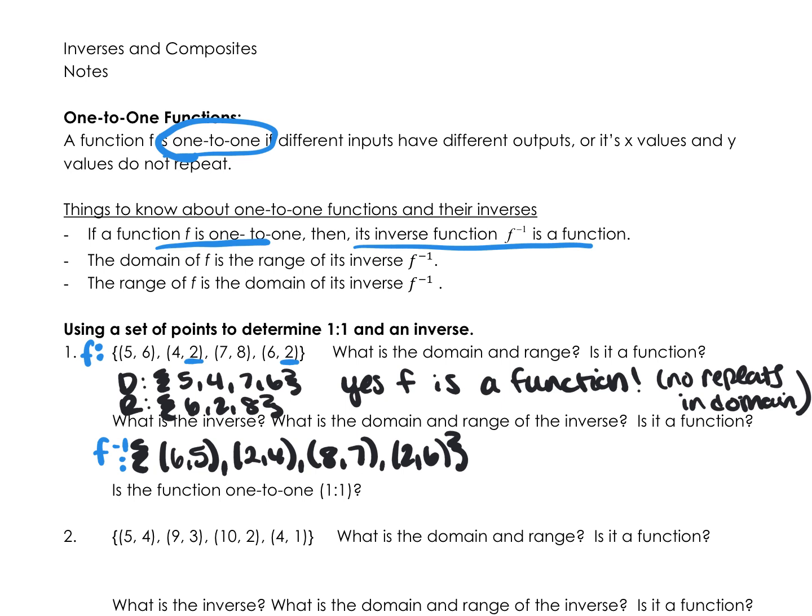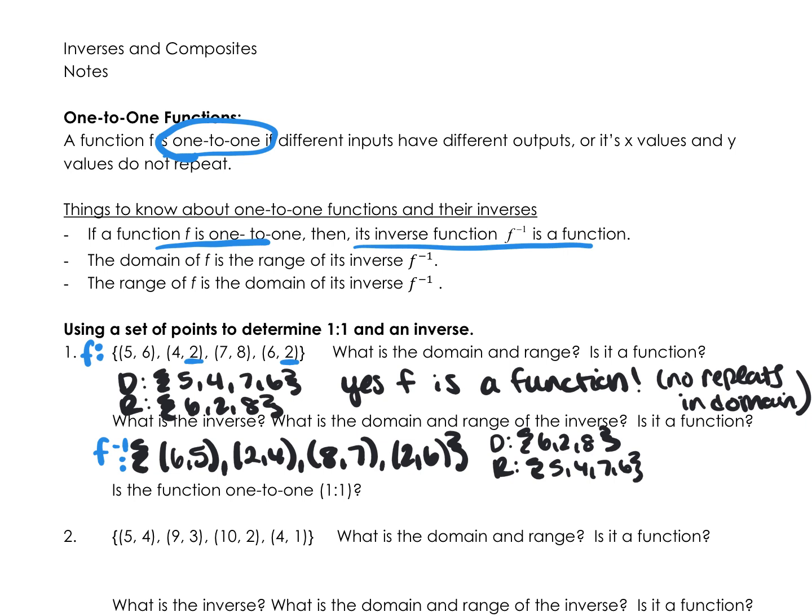So now the domain and range, the only difference in the domain and range of f and f inverse is that they just switch, right? So the domain will be 6, 2, 8. And the range will be 5, 4, 7, 6. Because they just switched, right? These were the x values. The domain for f was the x values. The range for f was the y values. And if we just switch the x and y, the domain and range just switch.